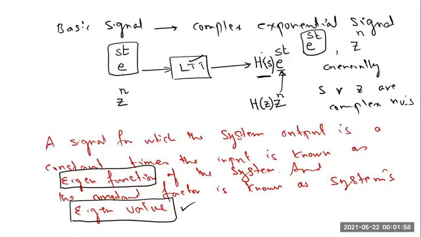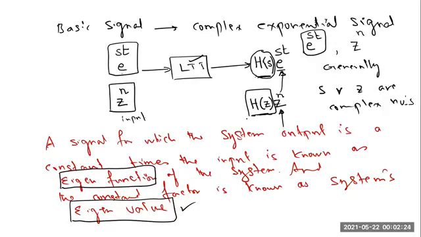So this thing is the eigenvalue. And from the discrete system point of view, this is the eigenfunction. Why? Because when I apply this signal as input to an LTI system, I get the same signal as output multiplied with some constant factor. And this constant factor is then called the eigenvalue.